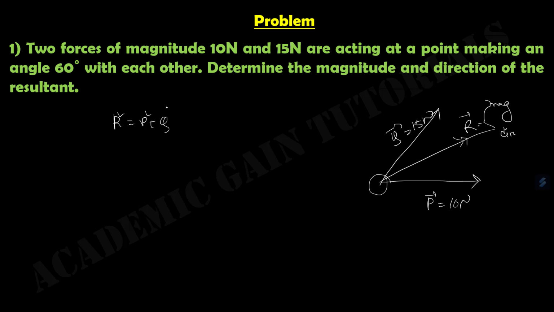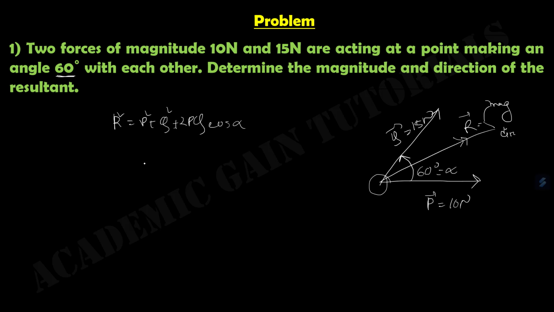We know to find out the magnitude, the formula is R square equals P square plus Q square plus 2PQ cos of alpha. Another thing is it is mentioned that the angle between these two forces is 60 degrees. So that will be equal to 60 degree, which is our alpha.